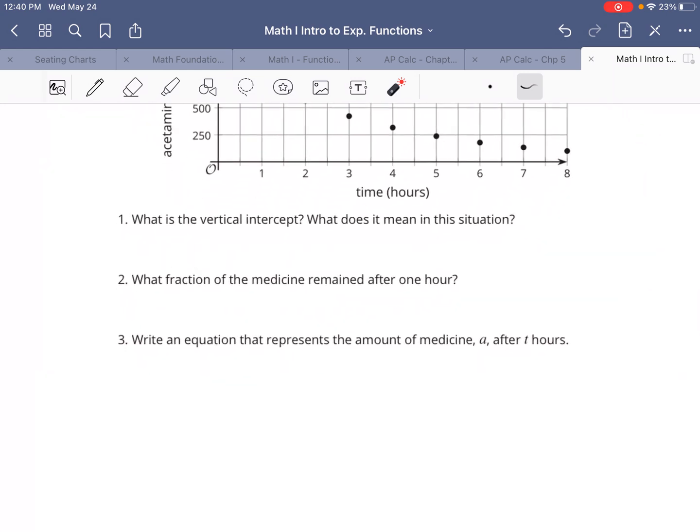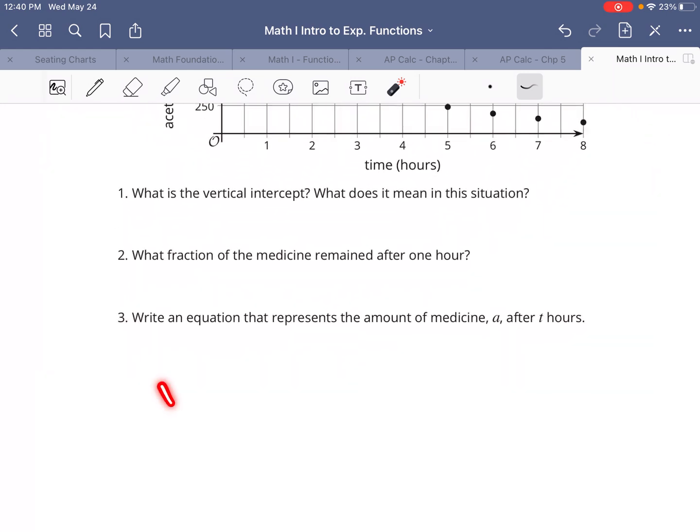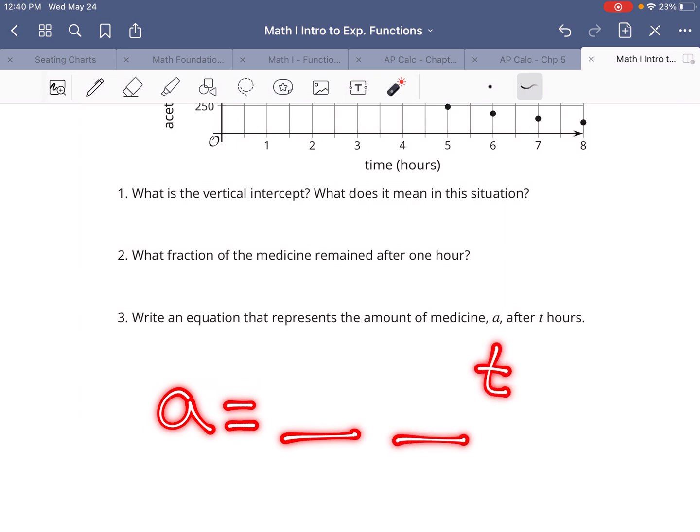Write an equation that represents the amount of medicine A after T hours. You're going to have y equals, actually A, because it's the amount of medicine, is going to equal A times B to the T power. Again, starting amount, growth or decay factor.